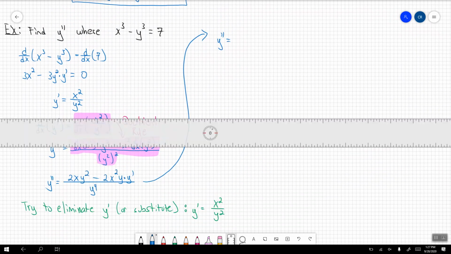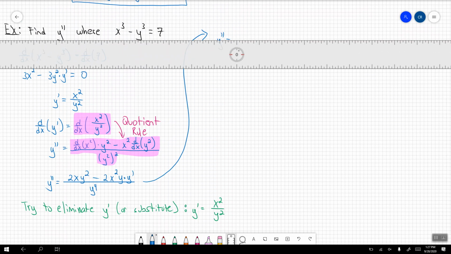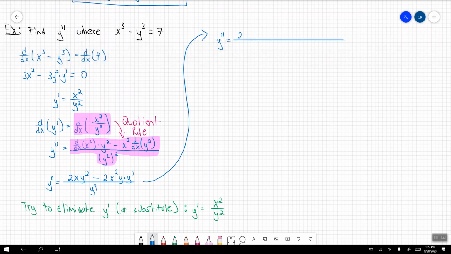Oh geez, here we go. And this numerator will be 2x multiplied by y squared minus 2x squared multiplied by y prime. And again, we know y prime to be x squared over y squared. All of this is divided by y to the fourth.